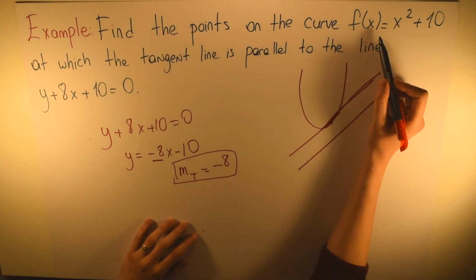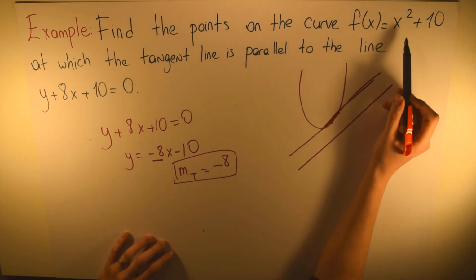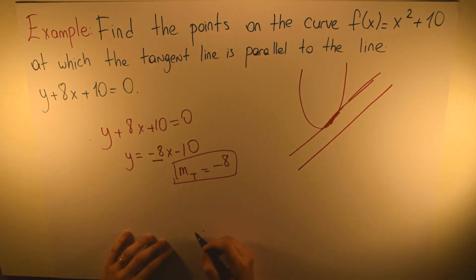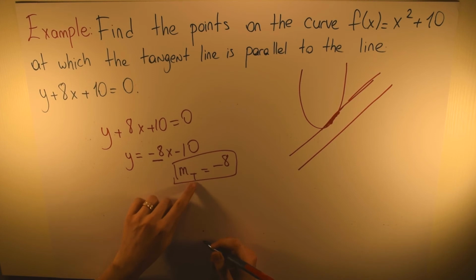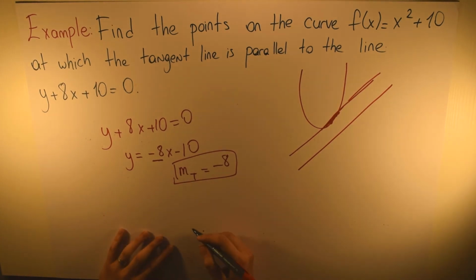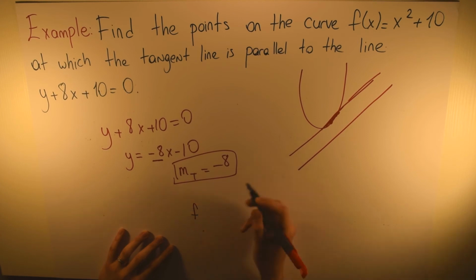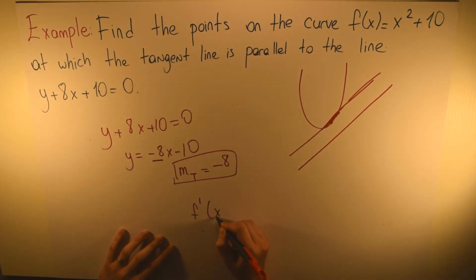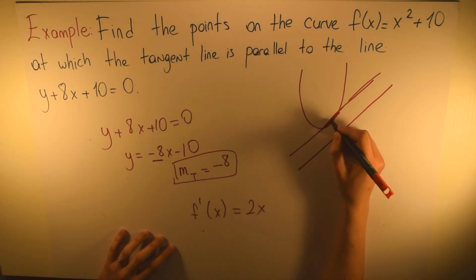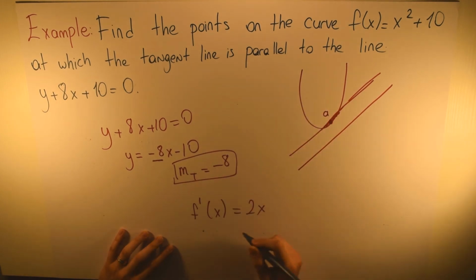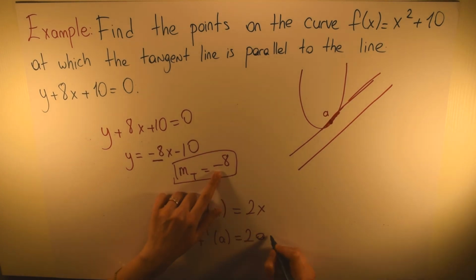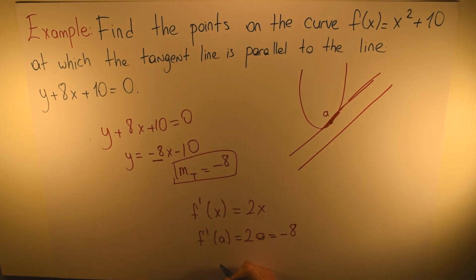So let's go back to our function here. We have our function as x squared plus 10, right? So how do I find the value of the slope of the tangent line? We take the first derivative, right? So the first derivative of our function is equal to 2x. Okay, so let's say this point is at a. It means the derivative of f at a is equal to 2a, which is also equal to minus 8, because this gives us the slope of our tangent line, right?